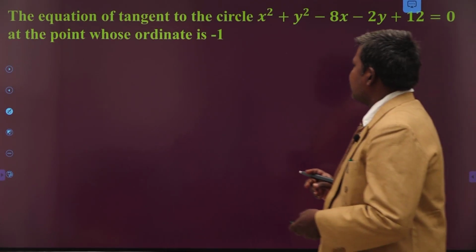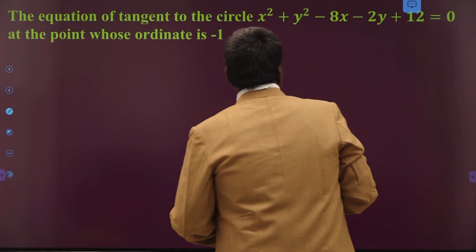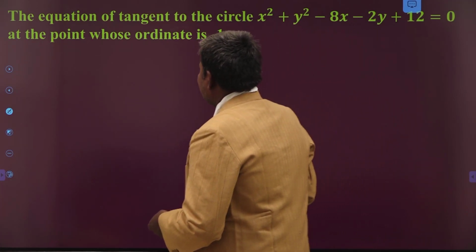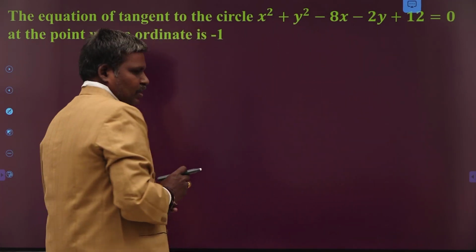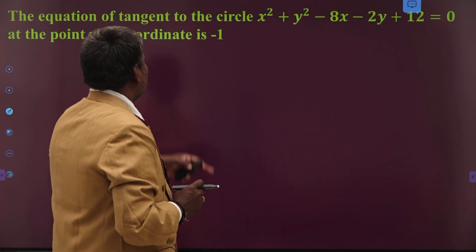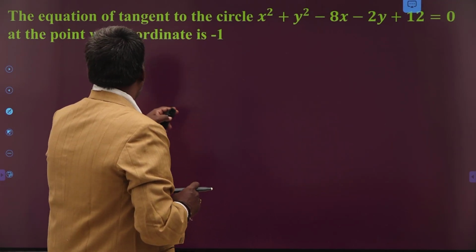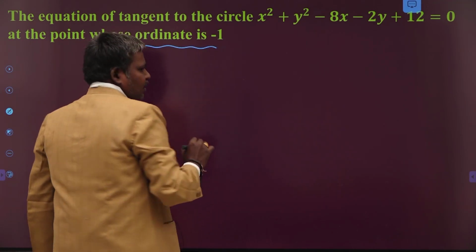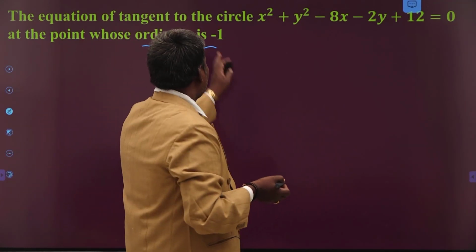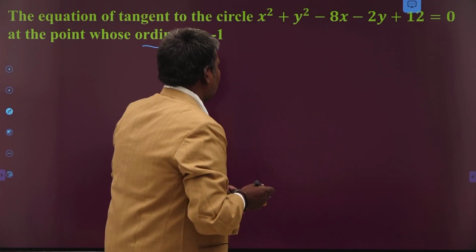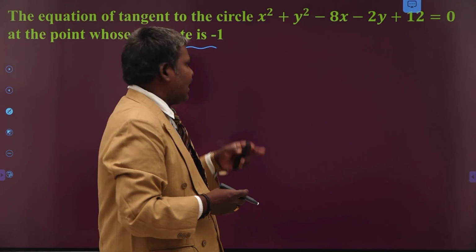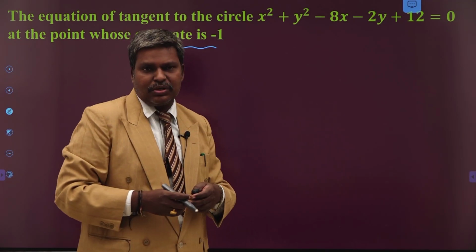See here, the equation of tangent to the circle x square plus y square minus 8x minus 2y plus 12 equal to 0 at the point whose ordinate is minus 1. We are going to find out the equation of tangents to the circle at the points whose ordinate is minus 1. Ordinate means the y coordinate is given to you. From this y coordinate, you can calculate the coordinates of x. After getting the point, we get the equation of tangent to the circle as s1 is equal to 0.